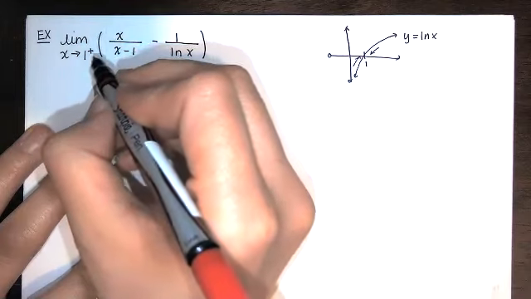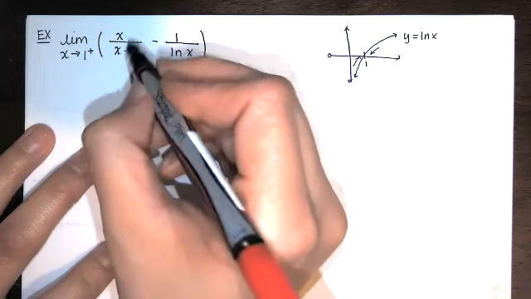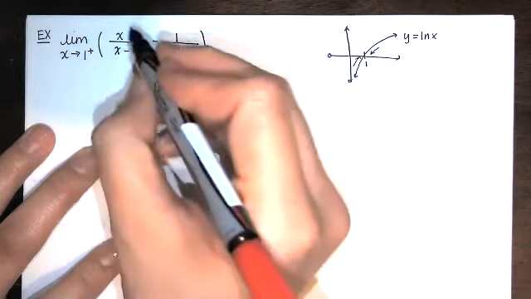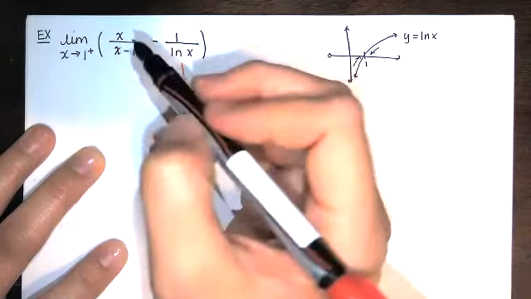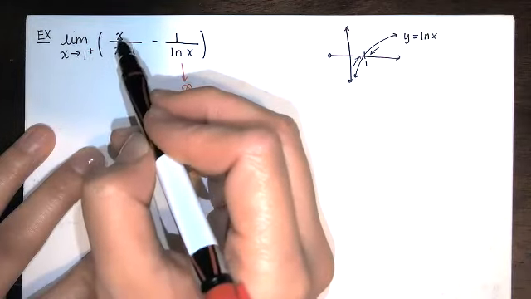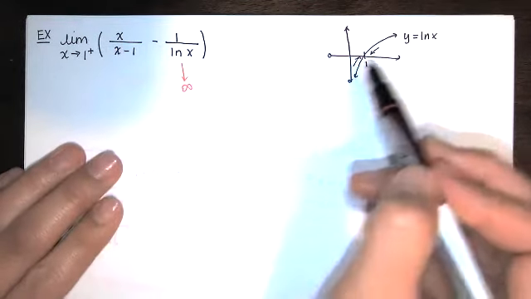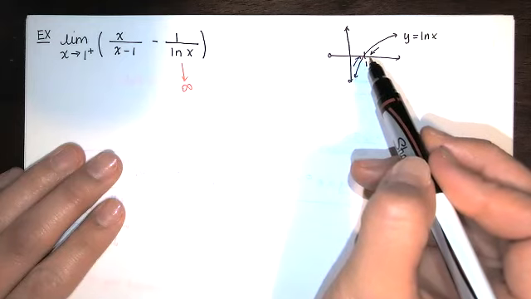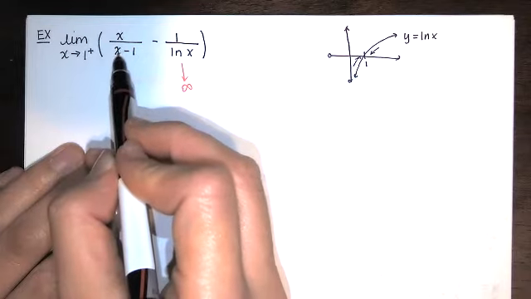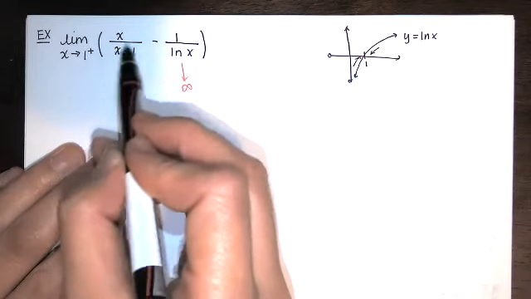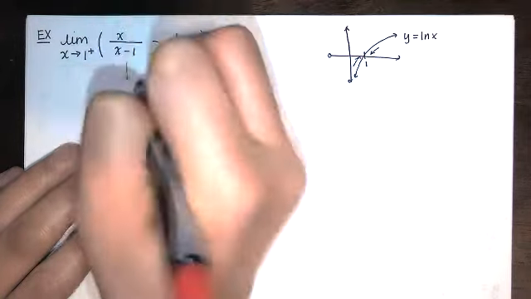Now let's think about this quotient. As x approaches 1 from the right, I've got a 1 over 0, so it's plus or minus infinity. But to figure out the sign of that, we need to look at the sign of the numerator and the sign of the denominator. Well, the numerator is approaching 1, so this is definitely positive. As we approach 1 from the right, so let's say x is 1.001, this x minus 1 is going to be a tiny positive number. So I've got a 1 over a tiny positive number, which is a large positive number.